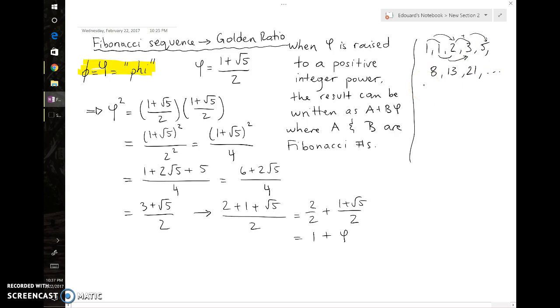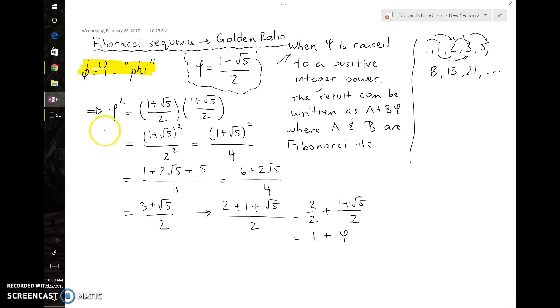So again, the goal is when phi is raised to a positive integer power, the result can be written as a plus b phi, where a and b are Fibonacci numbers. And here's what we mean by that. The hint in the book tells you that the value of phi is this, 1 plus square root of 5 all over 2. That's the actual value of this number.